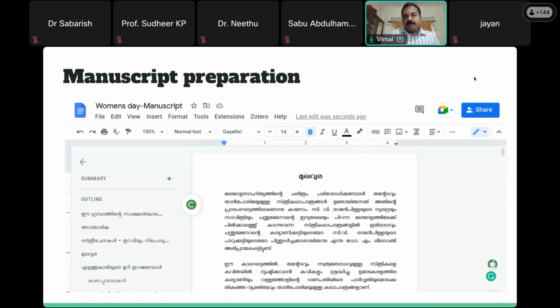Then we can structure it chapter-wise. On the left side, we can see the outline of the book. Suppose you write a big book, it's easy to jump from one place to another using this outline.